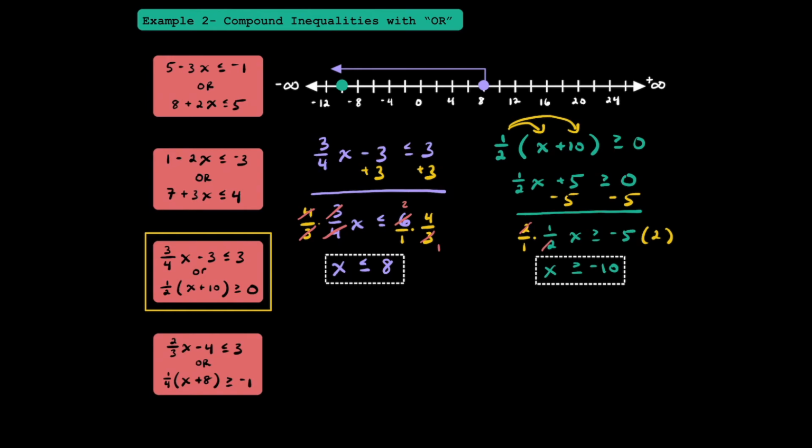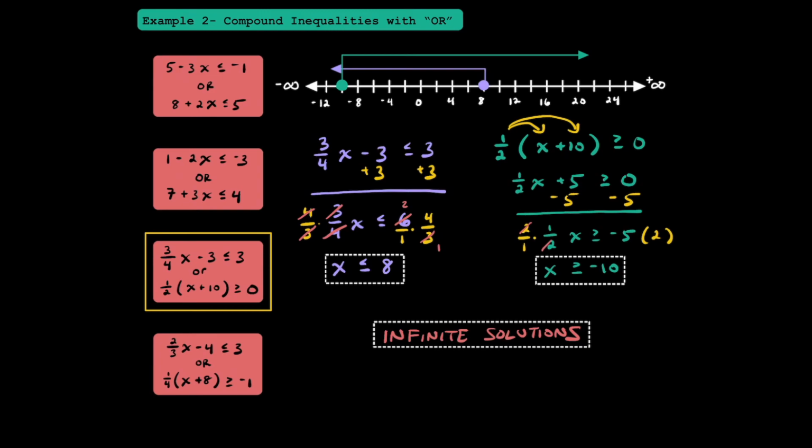Then I'm going to put a closed circle on negative 10 and draw an arrow to the right. It turns out there are infinitely many solutions that make this compound inequality true. There's no part of this graph that isn't covered by either of these inequalities. In interval notation, we write this as parentheses, negative infinity, comma, positive infinity, parentheses.